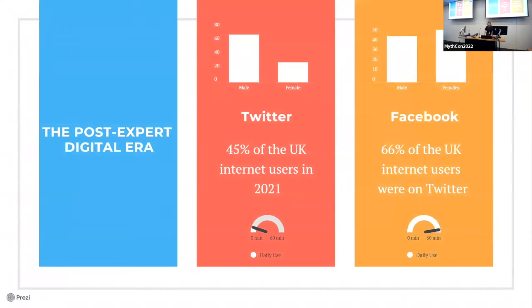So the post-expert digital era means, sadly, that everybody is an expert, and if they are not experts, then they call themselves that, and everybody has an opinion. I'm sure most people here have social media, and the fact that we use it doesn't mean that we know exactly how to use it. Like everybody has a camera, but not everybody is a photographer. These are just some statistics from the UK.